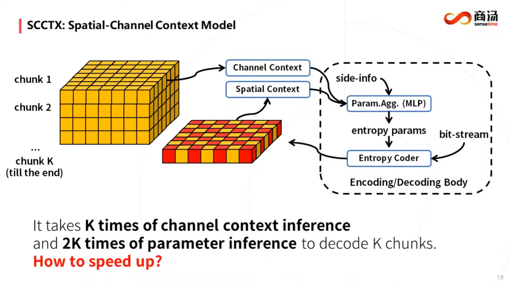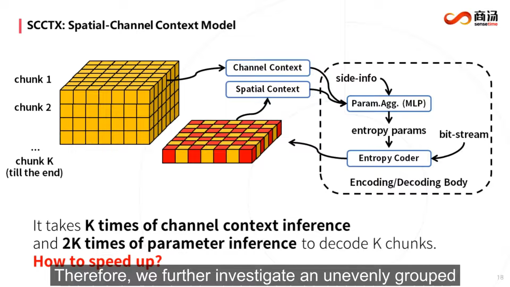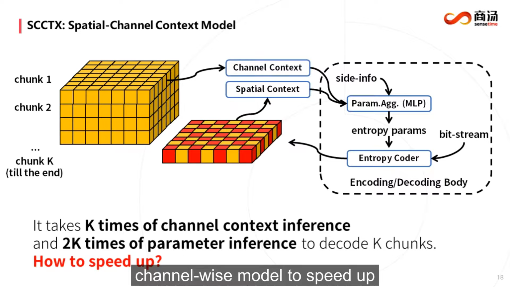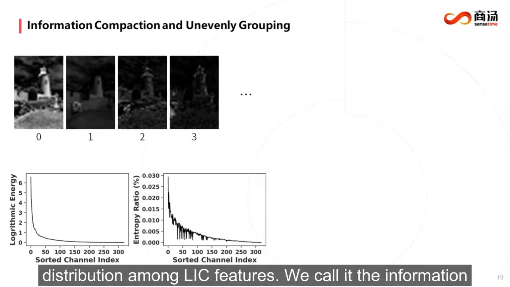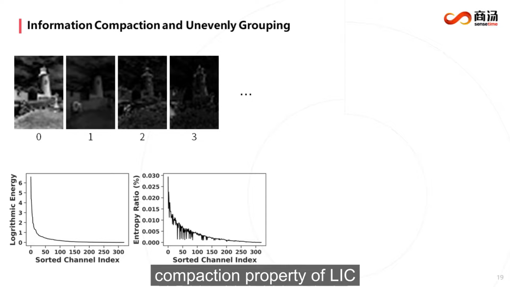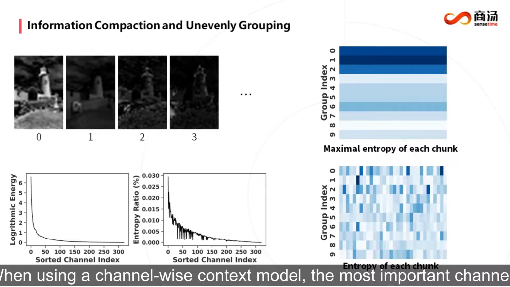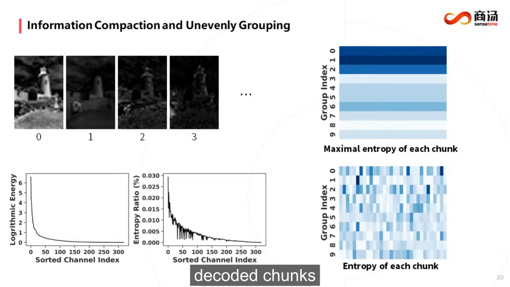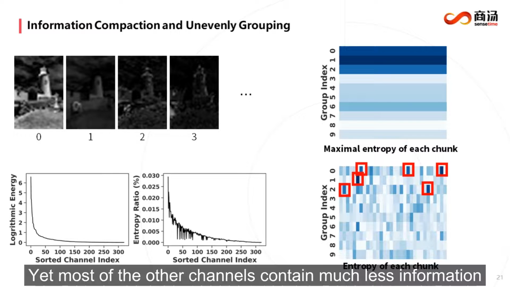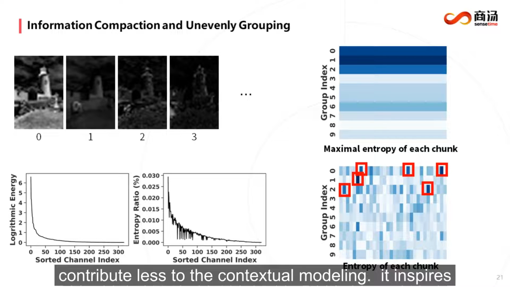Therefore, we further investigate an unevenly grouped channel-wise model to speed up. This is motivated by our observation of unbalanced information distribution among LIC features. We call it the information compaction property of LIC. When using a channel-wise context model, the most important channels with stronger activations are more likely to appear in the earlier decoded chunks. Yet most of the other channels contain much less information and contribute less to the contextual modeling.